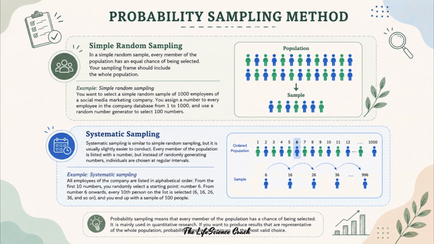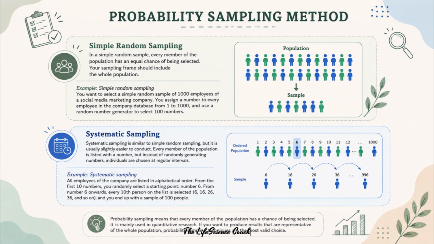A sampling frame is the complete list from which researchers choose their sample. It should include all members of the target population. Example: if a researcher studies employees in a company, the employee database or HR list becomes the sampling frame. Sample size. Sample size means the number of people selected for the study. The size depends on population size, type of research, time, and resources available. A larger sample usually gives more accurate results.